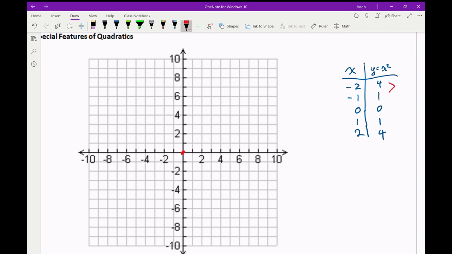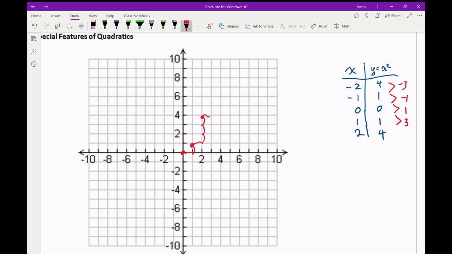Now I'm going to look at the differences here. The first differences here are negative 3, then negative 1, then 1, and then 3. So this is telling me that on the right side I'm going to go over 1 and then up 1, then over 1 and then up 3 spots. Now, what do you think the next spot would be if I went over 1?